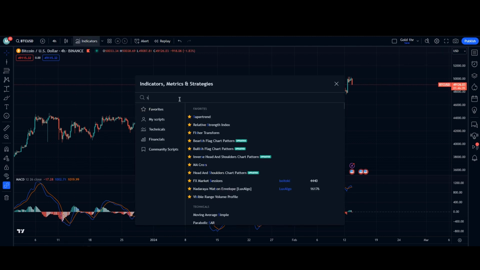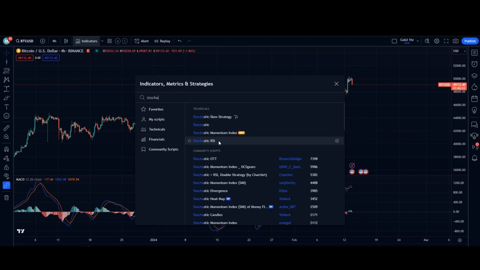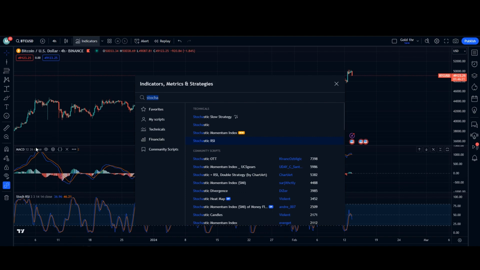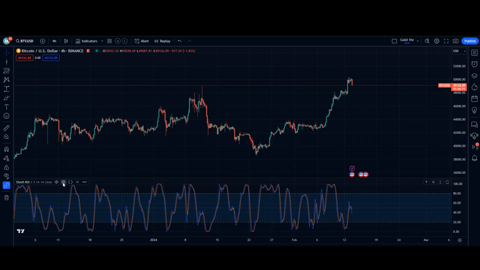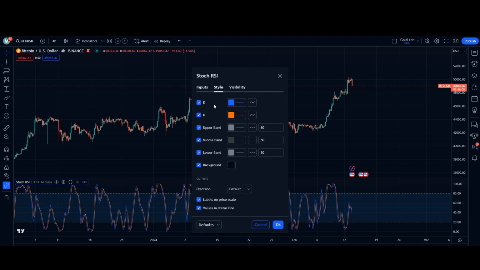So apart from this, we also talked about stochastic RSI. So stochastic RSI is this one. It has two components, the RSI length and stochastic length. These are the important inputs, and K and D. The K and D are more important in the context of the oscillation.